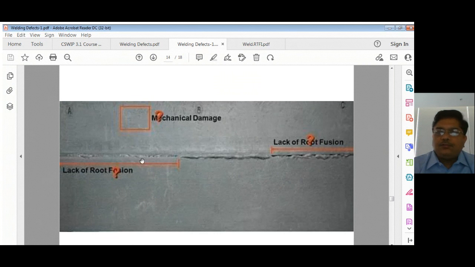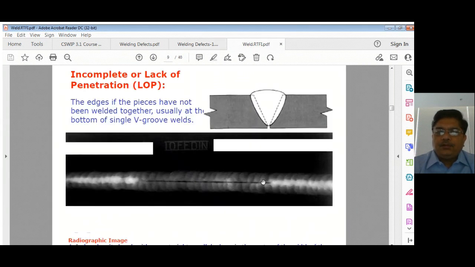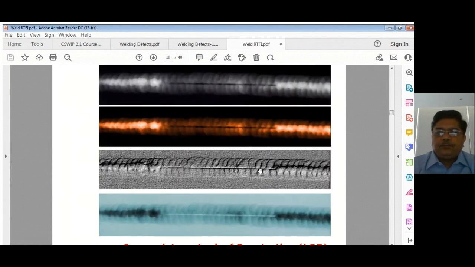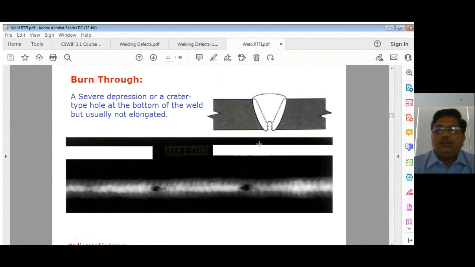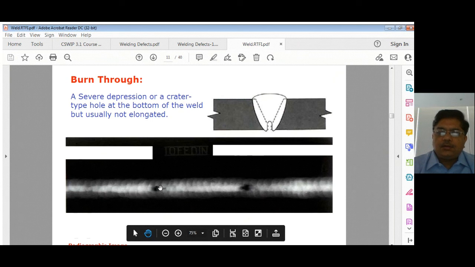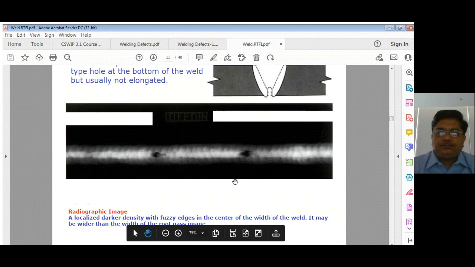If you see the radiograph of this, it will be a straight line like that, a dark straight line. Sometimes two lines, sometimes one line, depending on how the radiography is taken. Usually it will be a straight line. Then the burn through will be a big spot like this, dark and rounded in shape.